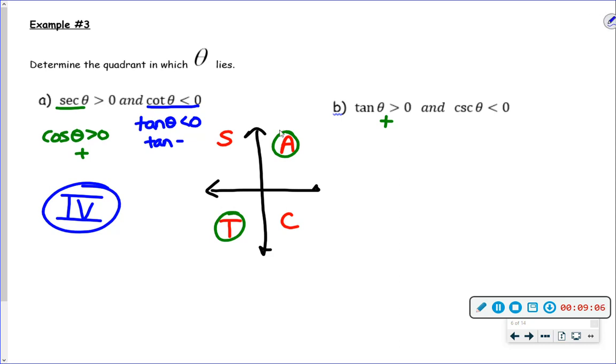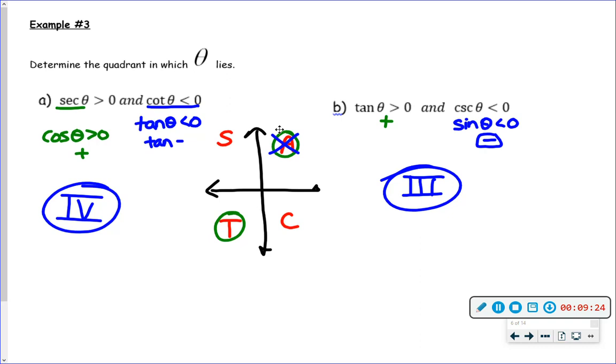Well, cosecant, whatever's true for cosecant is also true for sine. So sine less than 0, sine negative. So that means I can't be in 1. Everything's positive in 1, so I'm going to eliminate that. We would be in quadrant 3. So a little process of elimination.